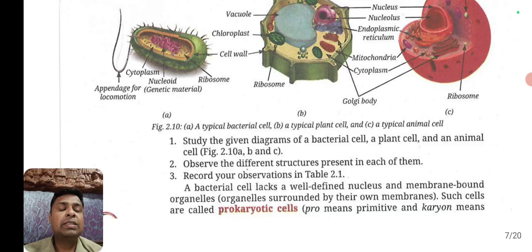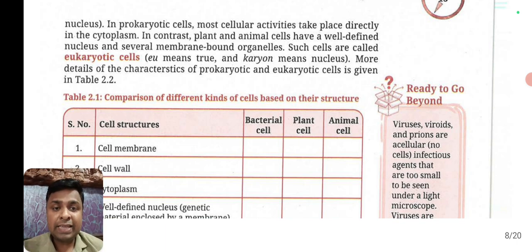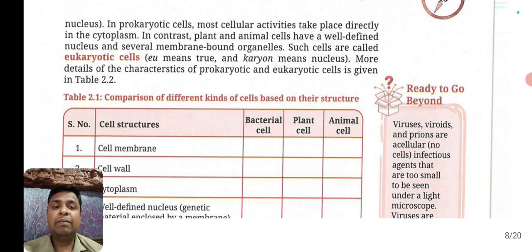Then such kind of cells are called prokaryotic, meaning very old. Primitive means very old. Now in prokaryotic cells, most cellular activities take place in the cytoplasm. So whatever is happening in the cell actually happens in the cytoplasm. In contrast, plant and animal cells have a well defined nucleus. So we have a very clear cut boundary in the plant cell and animal cell. They are called eukaryotic cells. So two types are there. One, prokaryotic. Second, eukaryotic. Remember the names. These are important. So eukaryotic means true, karyon means nucleus.